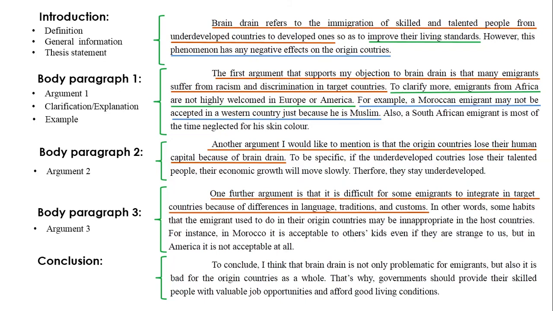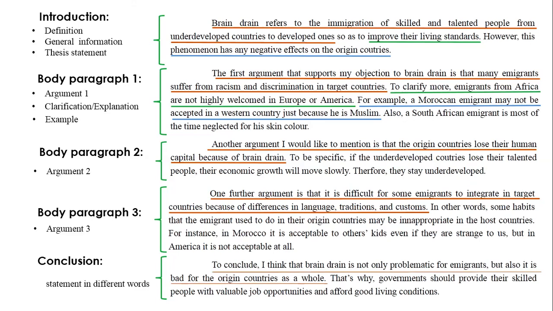Paragraph number 3, we have argument number 3. One further argument is that it is difficult for some immigrants to integrate in target countries because of differences in language, traditions, and customs. This is my third argument and my third paragraph. In other words, explanation. In other words, some habits that the immigrant used to do in their origin countries may be inappropriate in the host countries. This is my explanation to my argument number 3.